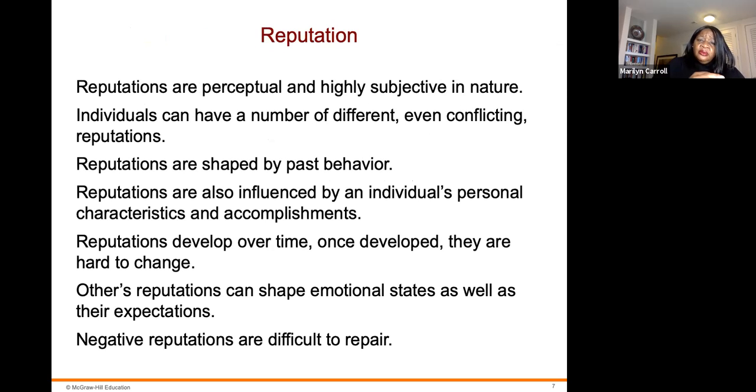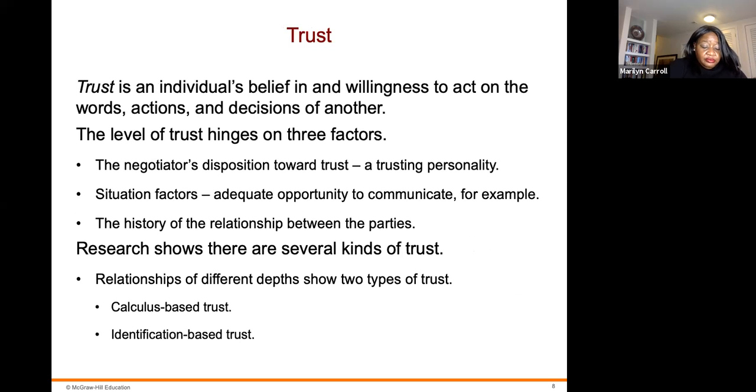Now, reputation. Reputations are perpetual and highly subjective in nature. Individuals can have a number of different, even conflicting reputations. Reputations are shaped by past behaviors. Reputations are also influenced by an individual's personal characteristics and accomplishments. Reputations develop over time, and once developed, they are hard to change. And so that becomes a challenge for many people, their reputation. Other reputations can shape emotional states as well as expectations, and negative reputations are difficult to repair. And we know why, right?